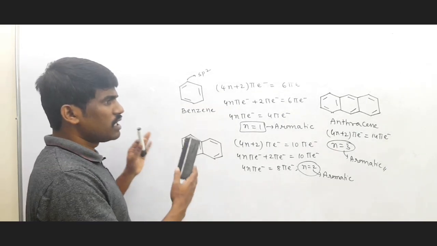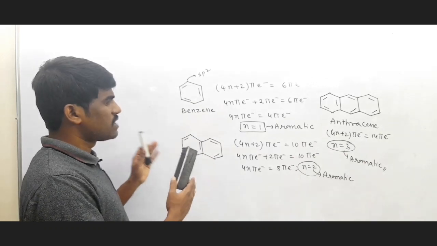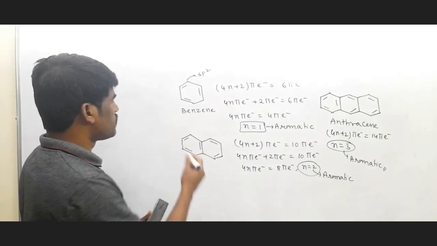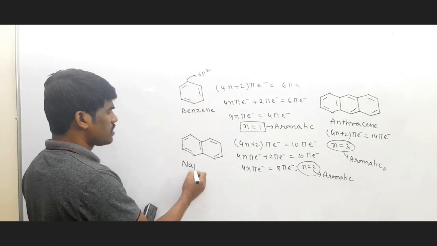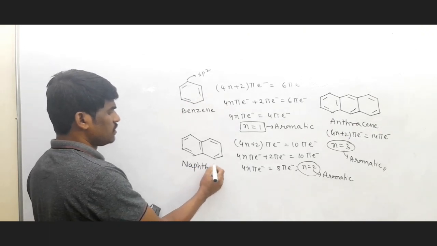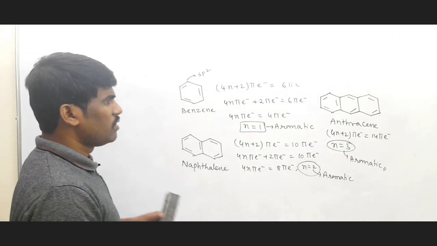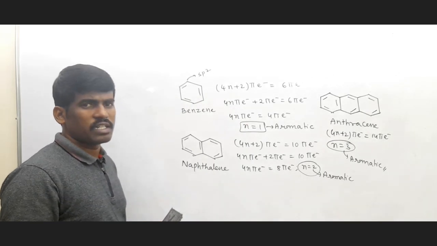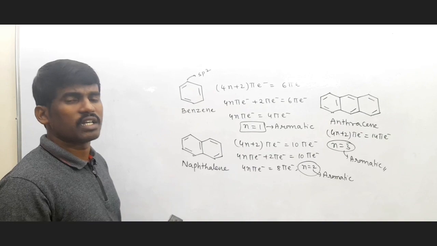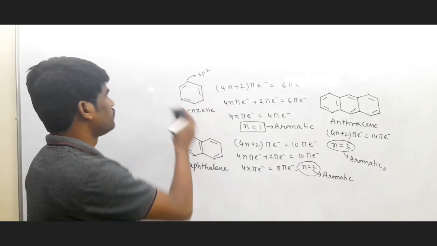These are preliminary compounds, can be considered as examples, like this is benzene, this is naphthalene, and third compound, that is anthracene. Now we will be considering various examples, whether those are aromatic or not, we will check it.